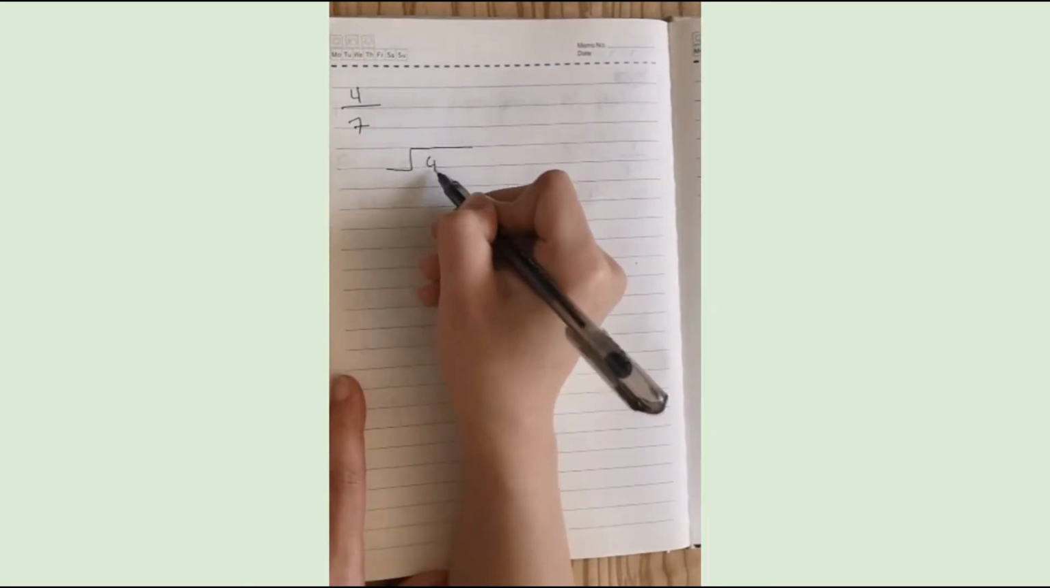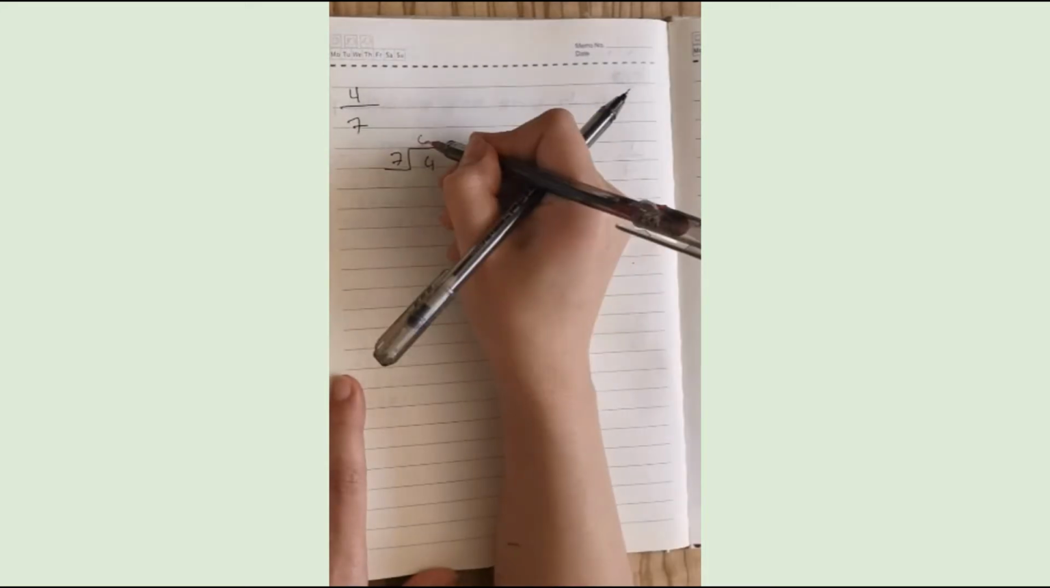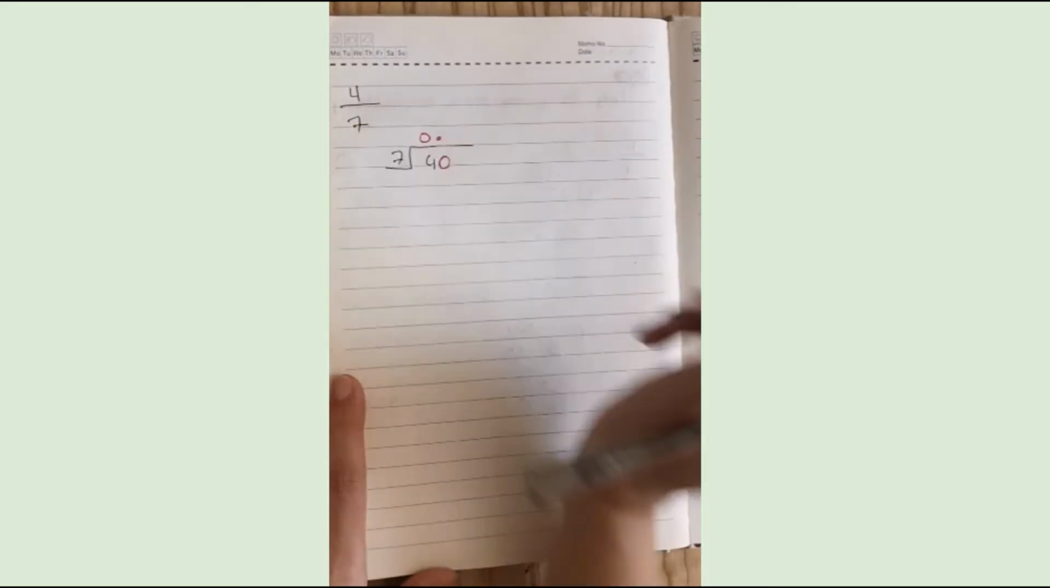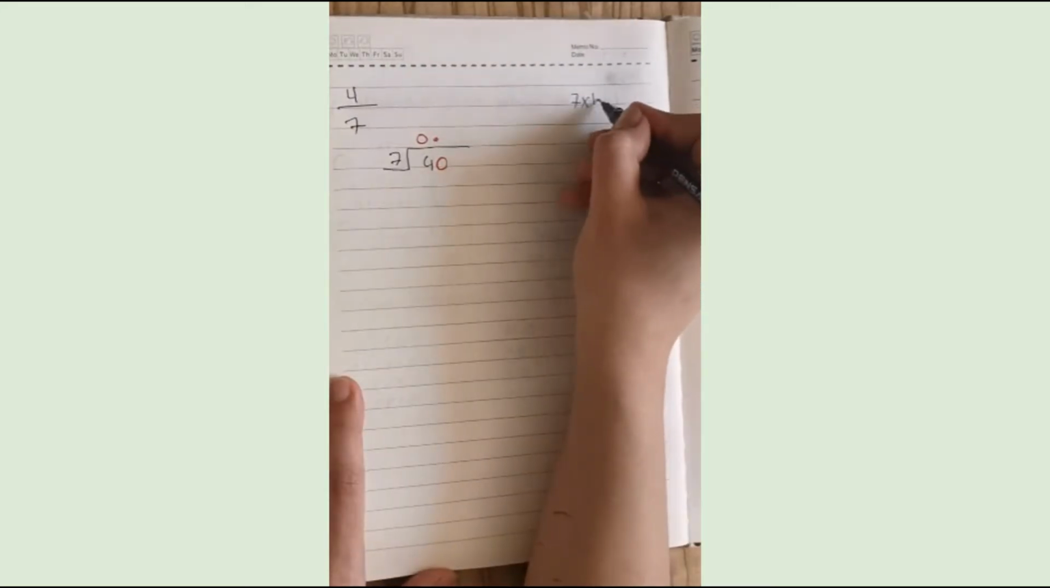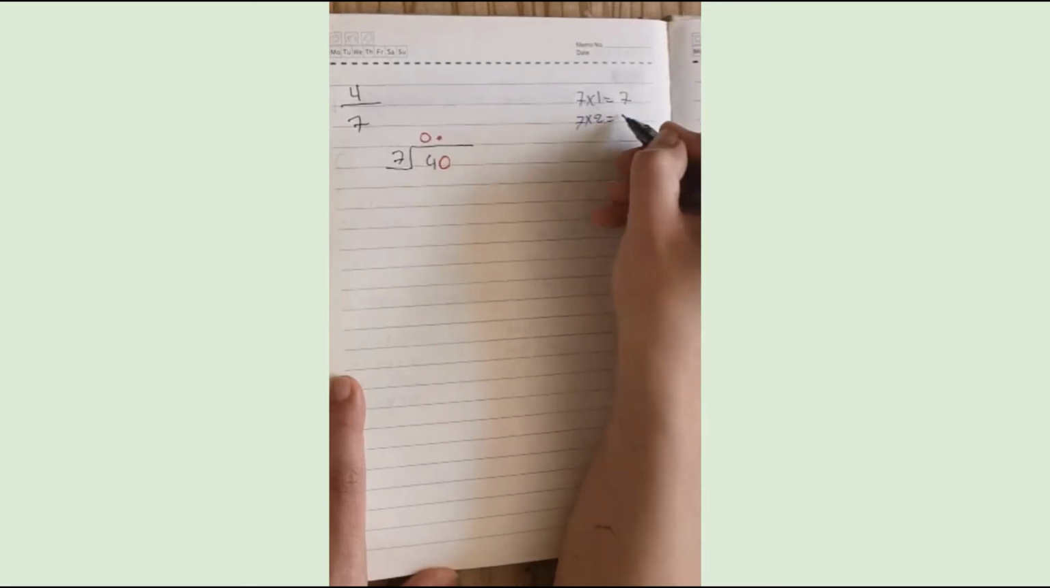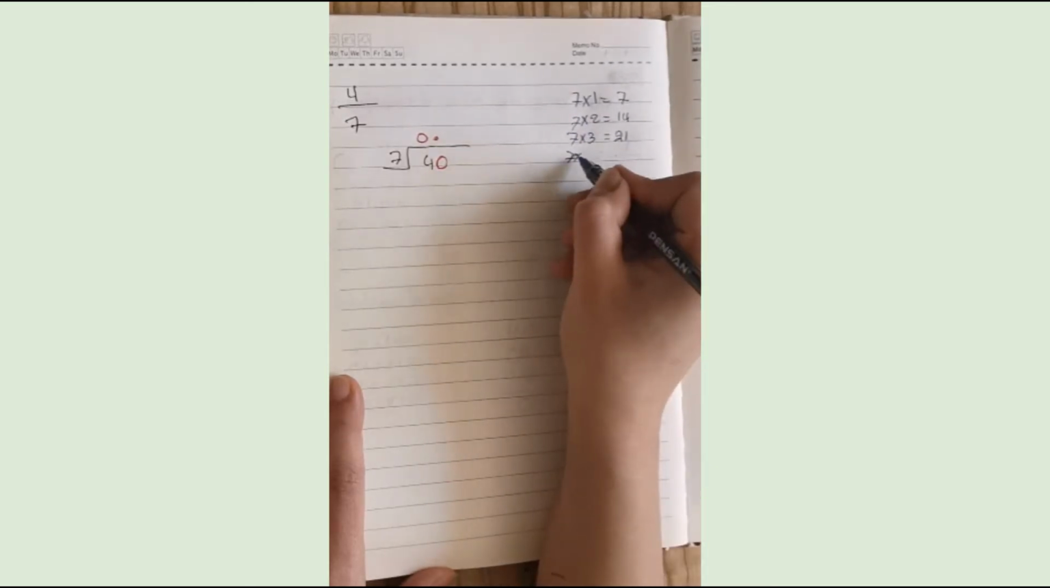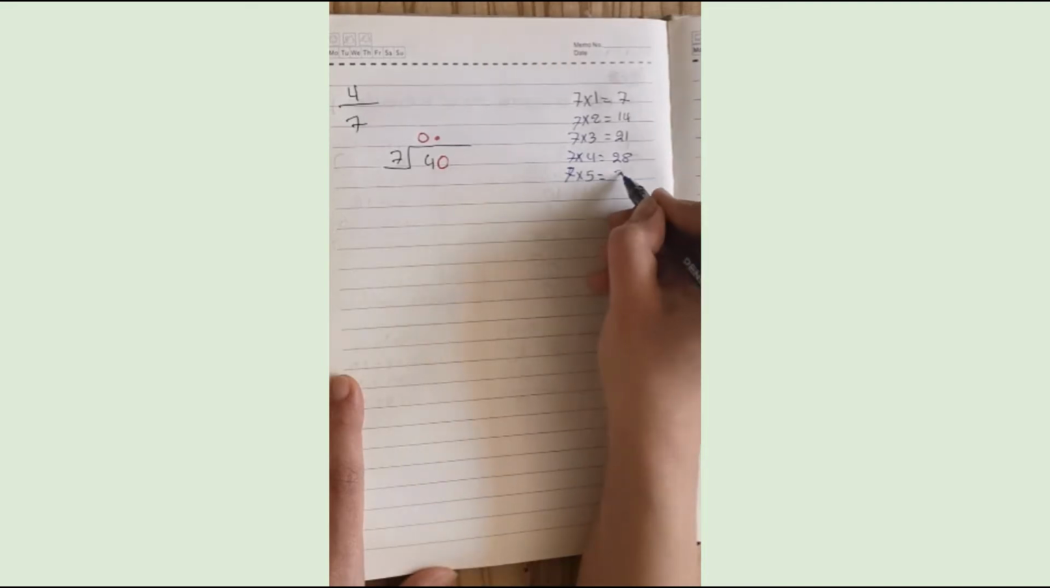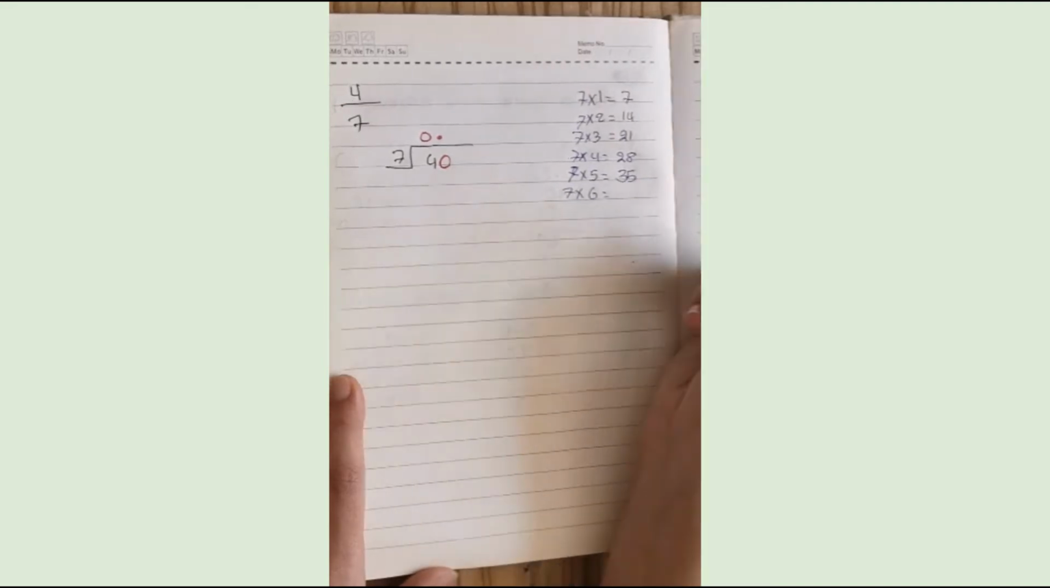Another example. 4 out of 7. Again, 4 is too small, so we borrow a 0 and then put a 0 with the decimal point. Then we look at the multiples of the number 7 to get the closest number to 40.